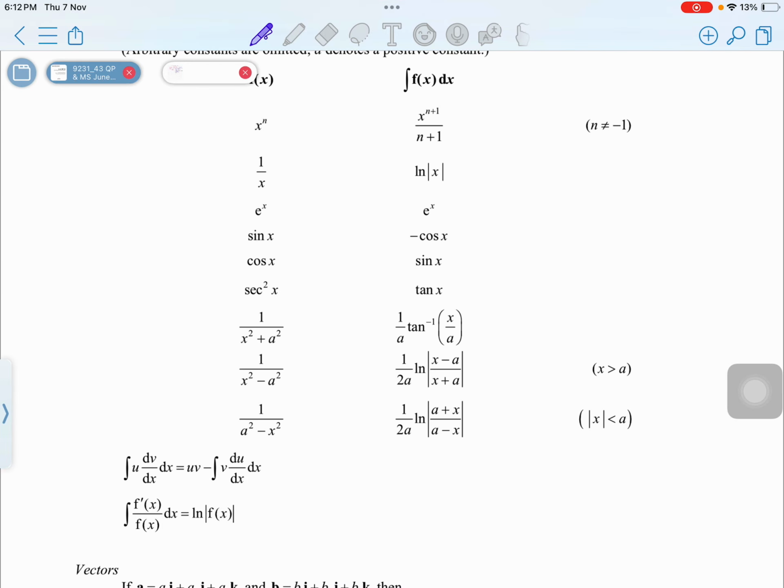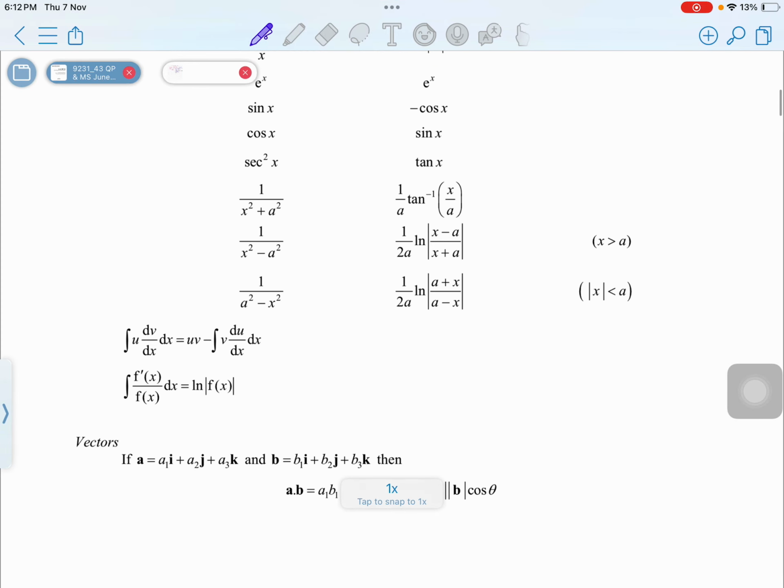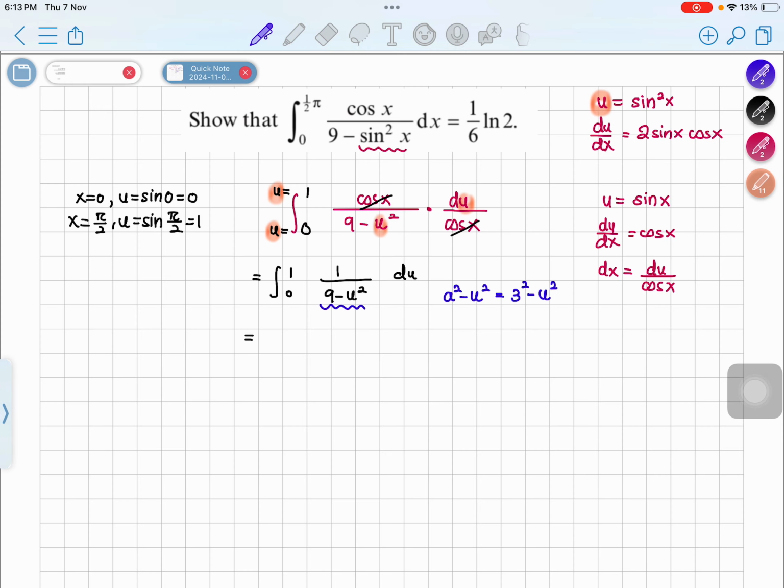Okay, now let's go to MF19 and you see here. Which one will you use? You can actually use this. It's actually a simplified partial fraction integration. I can see I have a plus x here and then a minus x. So I can do this as 1 over 2a. So what's my a? 3. Then ln of a plus x.